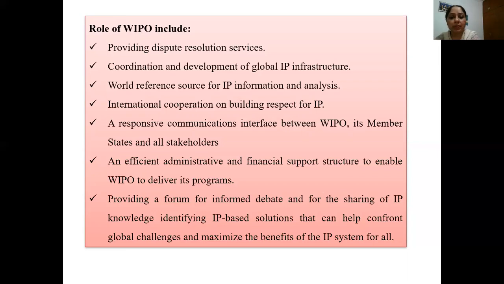International cooperation on building respect for IP, a world resource for IP information and analysis, that is e-learning sources, an efficient administrative and financial support structure to enable WIPO to deliver its programs, providing a forum for informed debate and for the sharing of IP knowledge-based solutions so that everybody can get the benefit of IP.